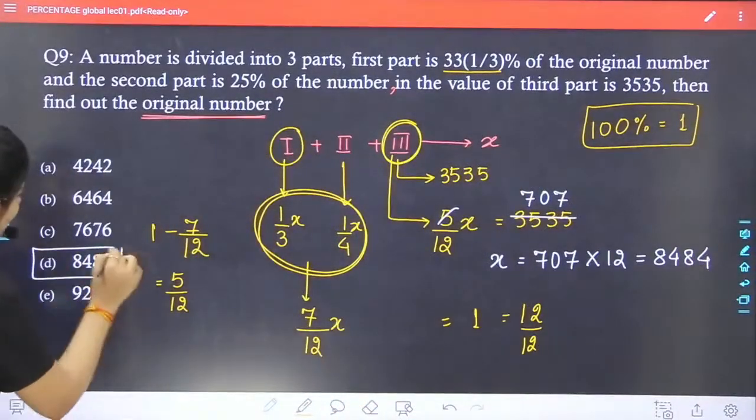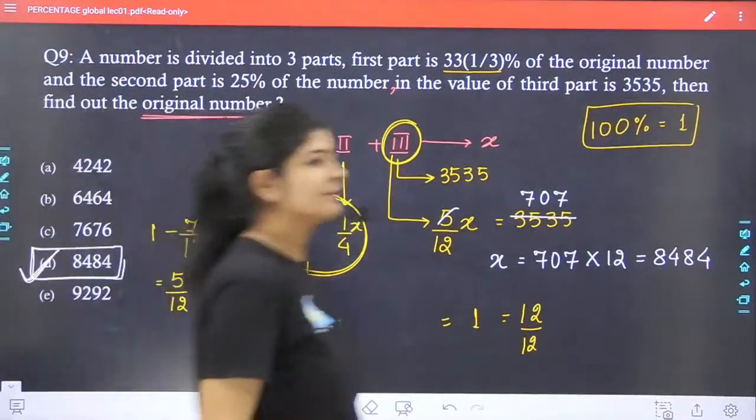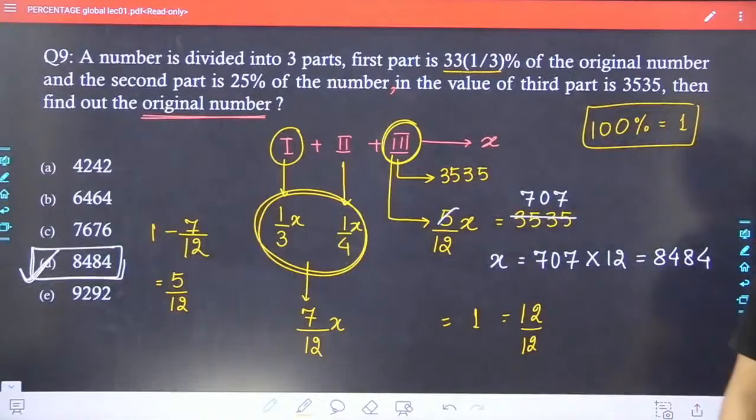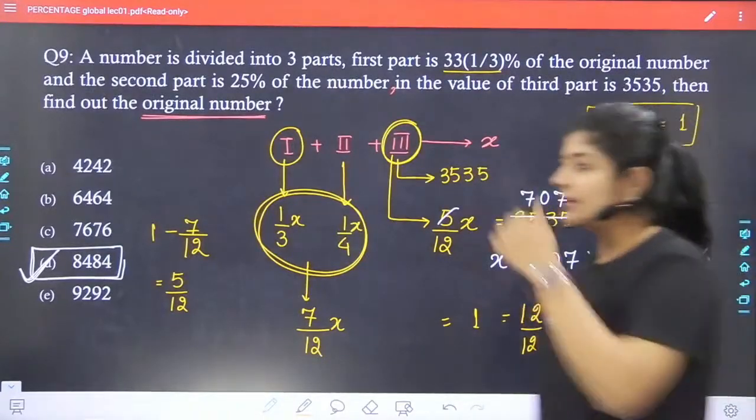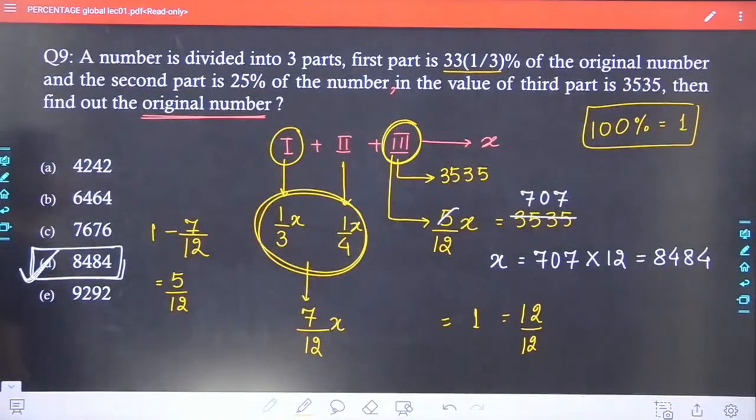8484. That means option number D is the correct answer. Option number D is our correct answer. Is it clear?